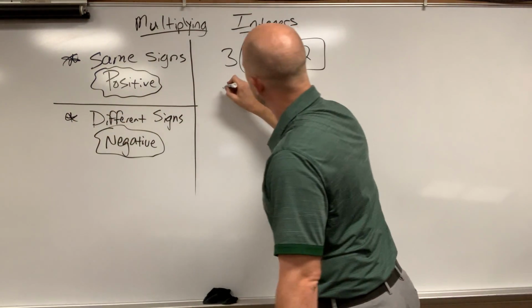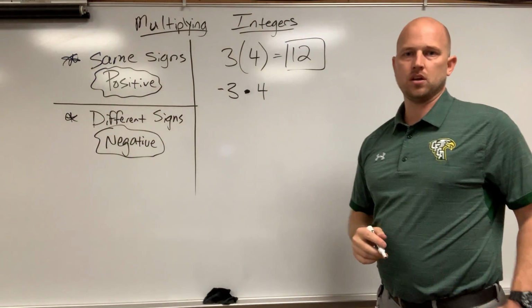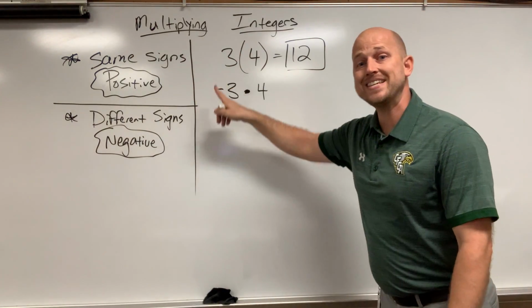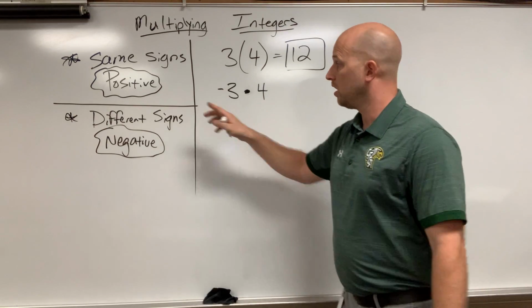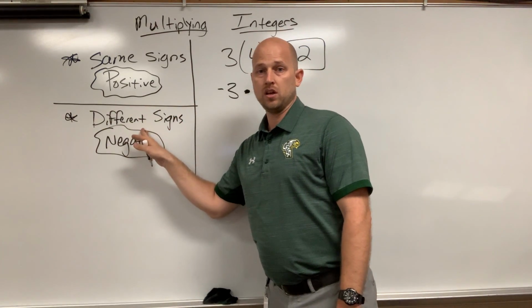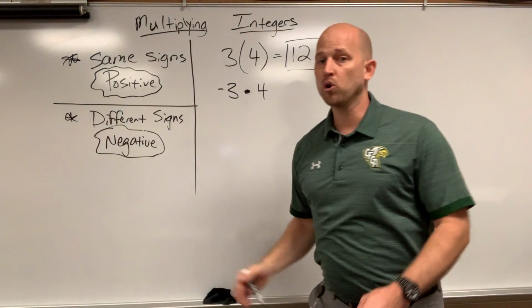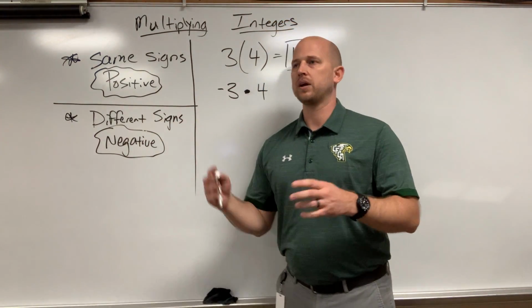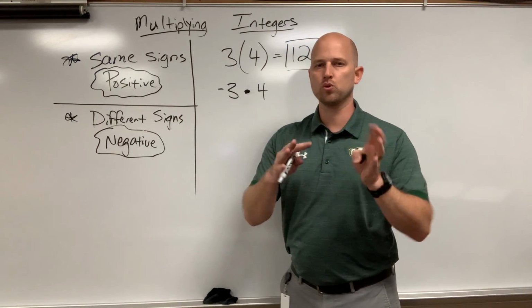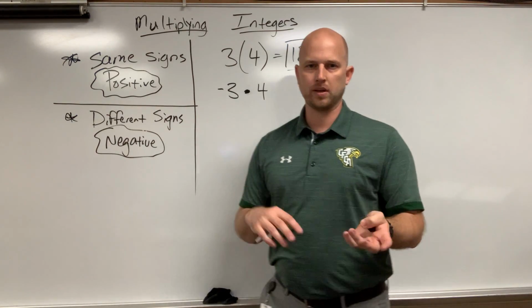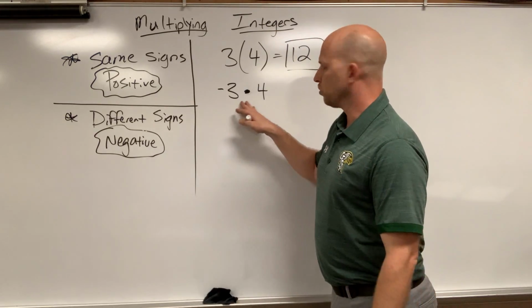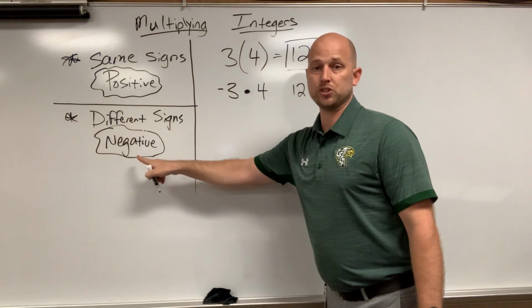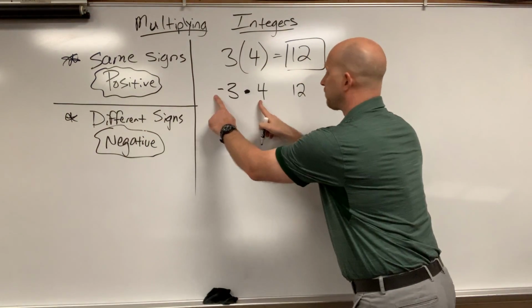But what happens when we start getting negatives in the mix? Now instead of a positive 3 times a positive 4, we have a negative 3 times a positive 4. Well, now our signs are different, so your answer is negative. Multiplication and division does not change. Earlier, when we were adding and subtracting, the rules were different because sometimes you add, sometimes you subtract. Multiplication doesn't change. 3 times 4 is still 12. Now you need to find out what your sign is. When they're different, it's negative.